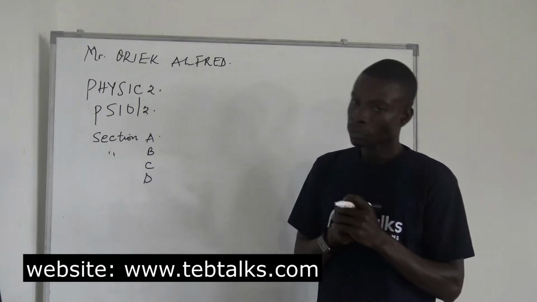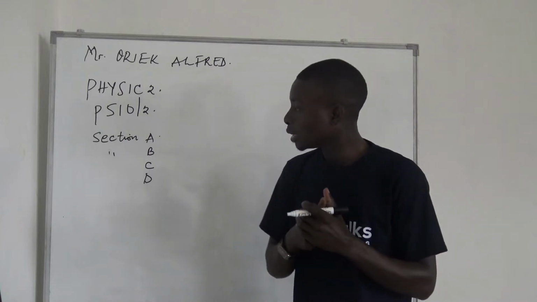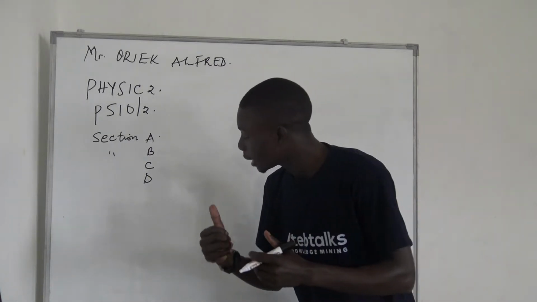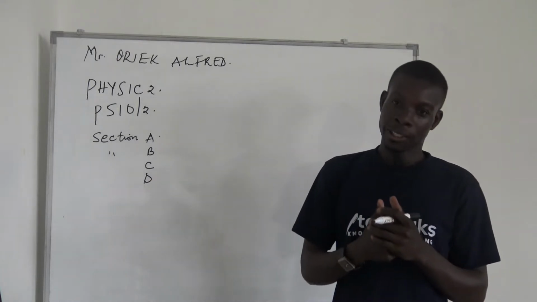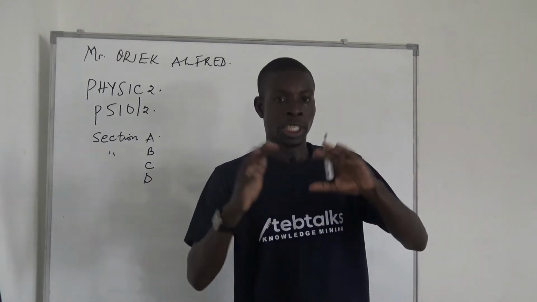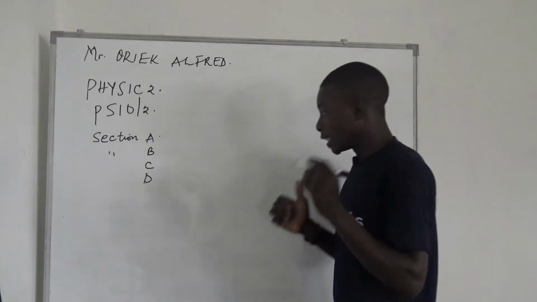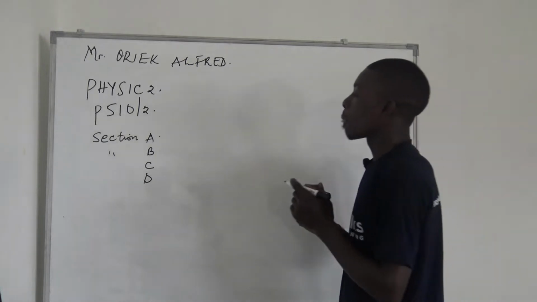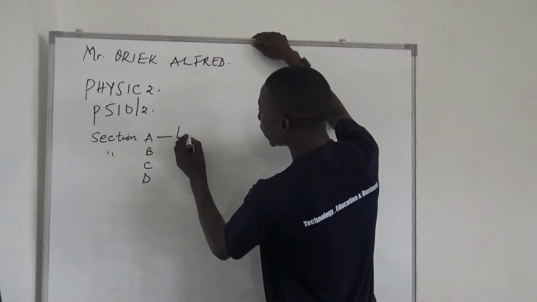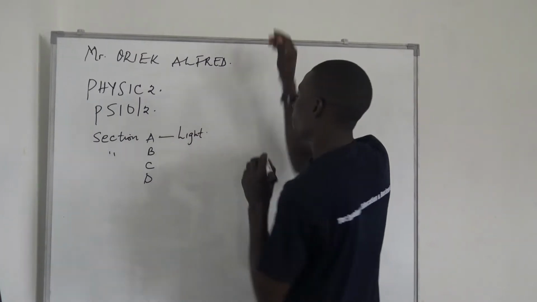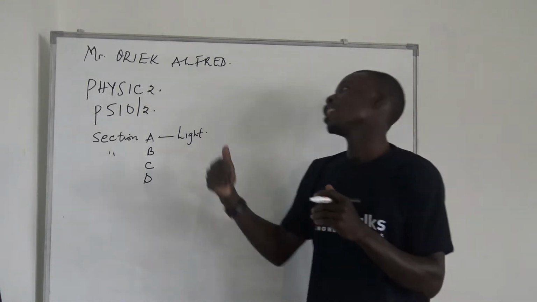Let's look at what is in section A, section B, section C and D, lastly. And afterwards, we shall see how they set those sections, in other words, the examination format. In section A, we have a topic called light. The topic is light, or we can call it a unit, light.